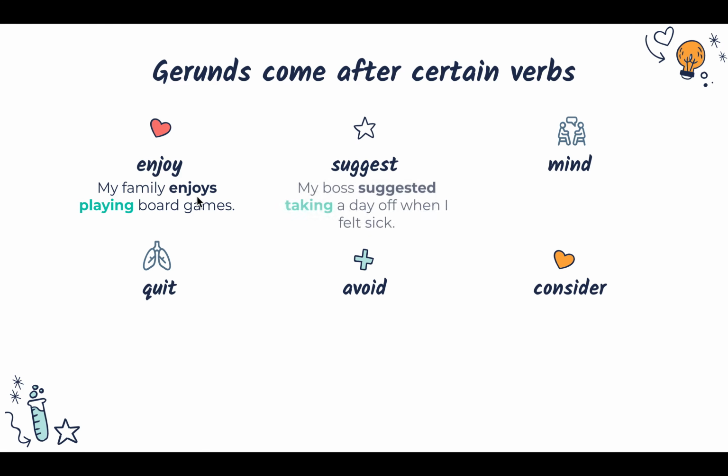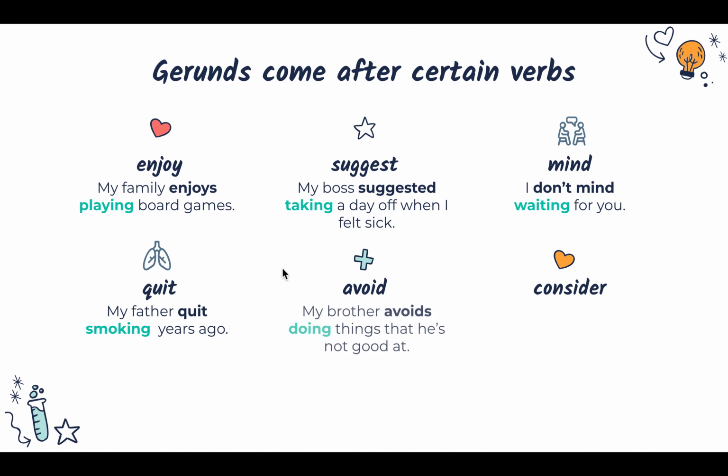Suggest is another one. My boss suggested taking a day off when I felt sick. Mind is another one. We often use it in negatives or questions. Do you mind? No, I don't mind waiting for you. Quit is another one. My father quit smoking years ago, right? His lungs are very happy for that, and so am I. Avoid is a very common verb that we use, and we use a gerund after it. My brother avoids doing things that he's not good at. And the last one, consider, which means think about. Have you considered switching your major? No, I haven't considered doing that.